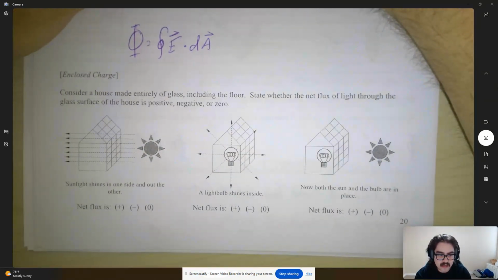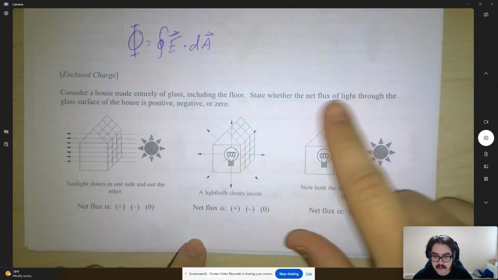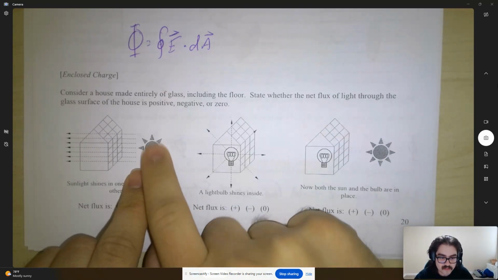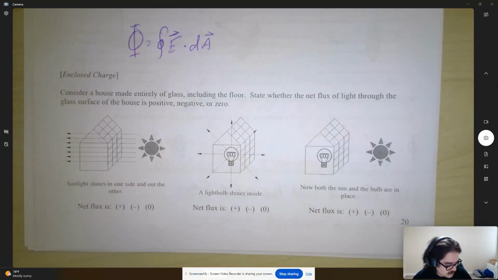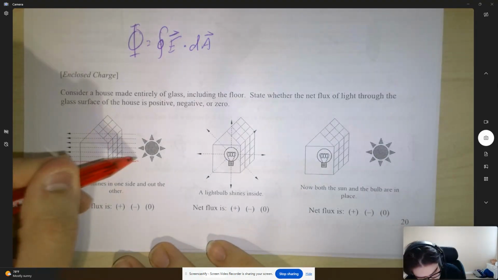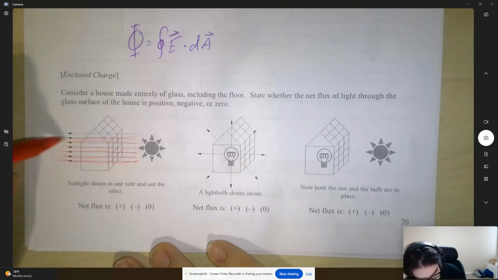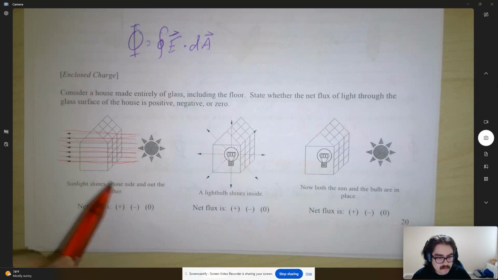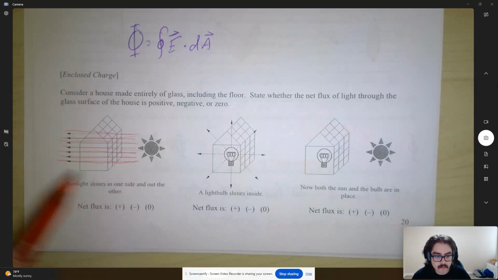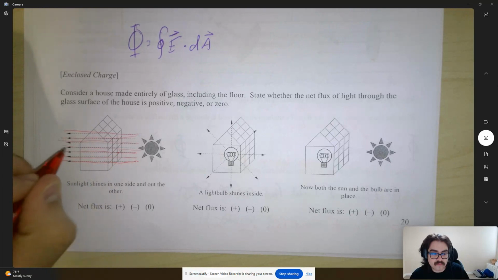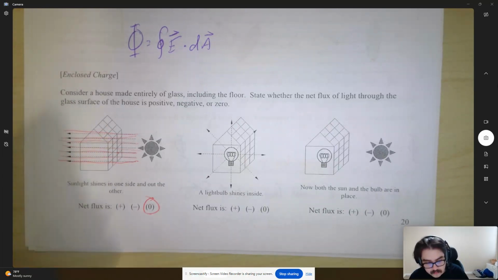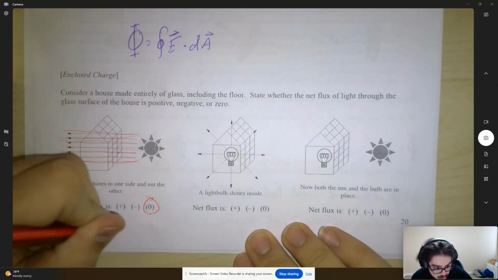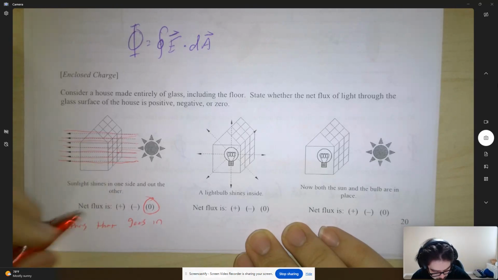If you have a house made completely of glass, including the floor, is the net flux of light through the house positive, negative, or zero? Well, let's see. If you have the sun off to the side of the house, you're going to notice that everything that enters goes out. Every line that enters the house exits the house. So that means you have just as much field going in as you have coming out, which means the flux going in and the flux going out are the exact same. So it ends up being zero, because everything that goes in comes out.